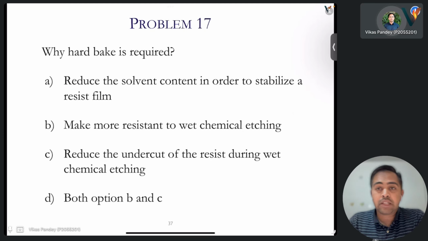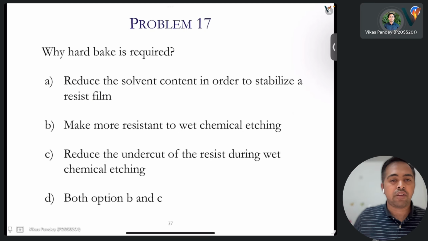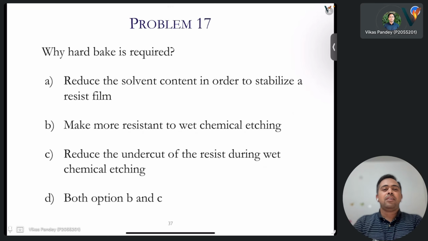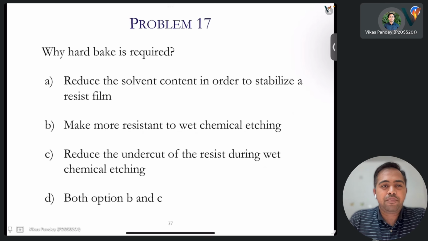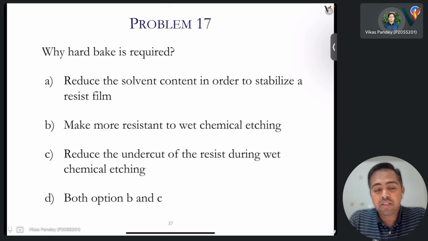Now let's come to some questions related to lithography. Again, why is hard bake required? To reduce the solvent content in order to stabilize a resist film, making it more resistant to wet chemical etching, reduce the undercut of the resist during wet chemical etching, both B and C.